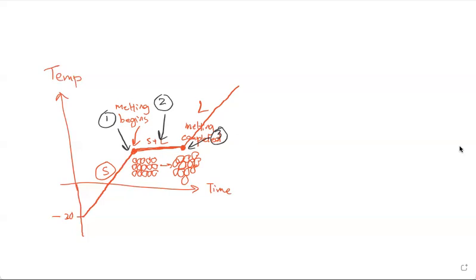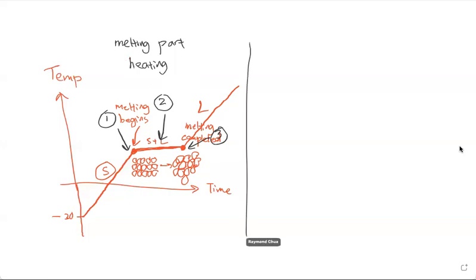The liquid arrangement would change to the gas arrangement, and that is where the graph goes flat again. But today we're talking about melting and freezing. We're not talking about the boiling. So this is the melting part, and this is the process of heating.